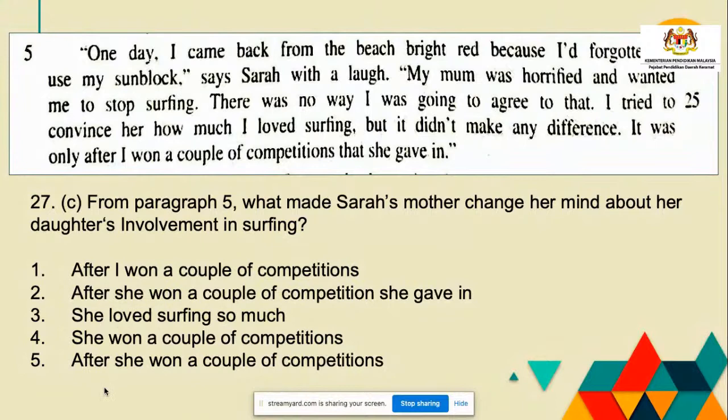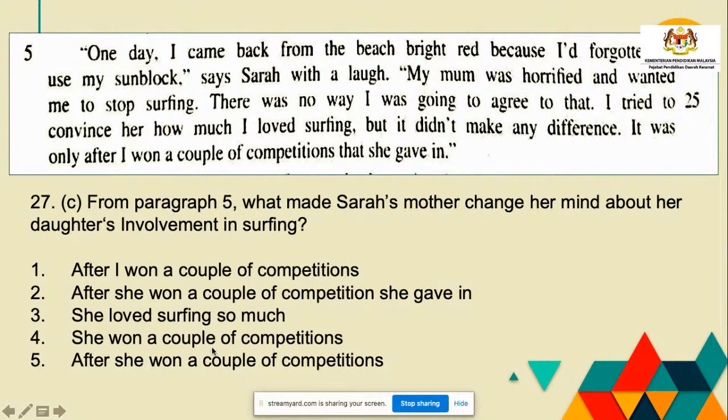Okay? Okay, number four. She won a couple of competitions. Okay, adakah she ni merujuk pada Sarah atau mak dia? Tak tahu kan? Tapi sebab soalan dia tanya, what made Sarah's mother change her mind about her daughter's involvement in surfing? Maksudnya soalan ni sudah dengan jelas tanya, apa yang membuatkan mak dia berubah fikiran berkaitan dengan surfing. So bila jawab number 4 ni, she won a couple of competitions, she ni merujuk pada siapa? Mak dia ke atau dia? So boleh terima ke tak number 4 ni? Boleh. Okay, sebabnya dia menjawab soalan. Soalan dia memang tanya apa? So saya dah kata sebab selepas dia menang beberapa competition. So number 4 and number 5 acceptable.